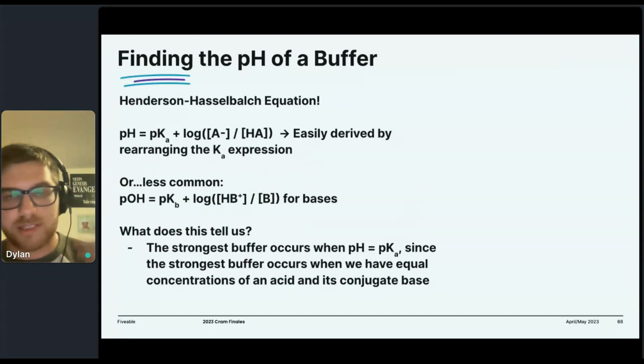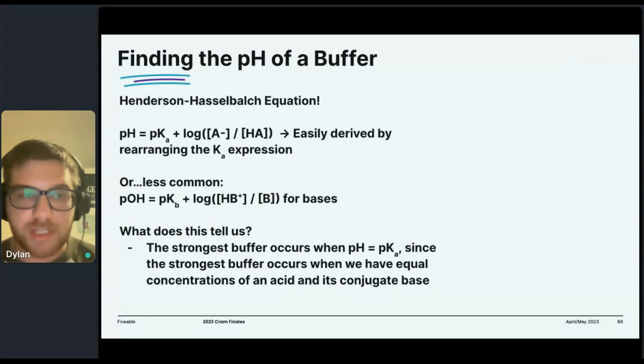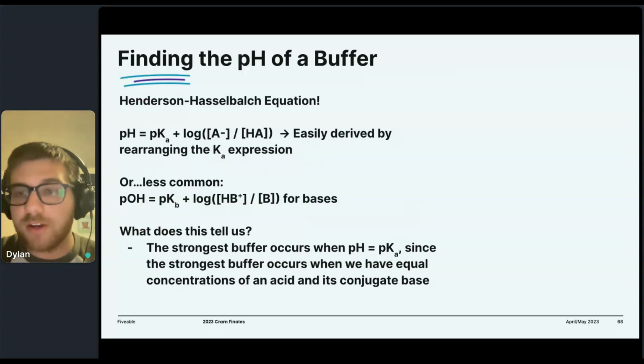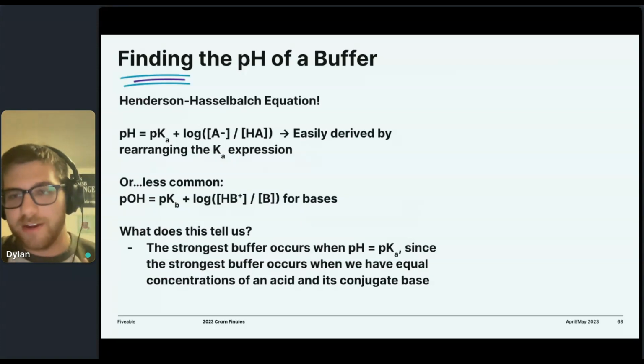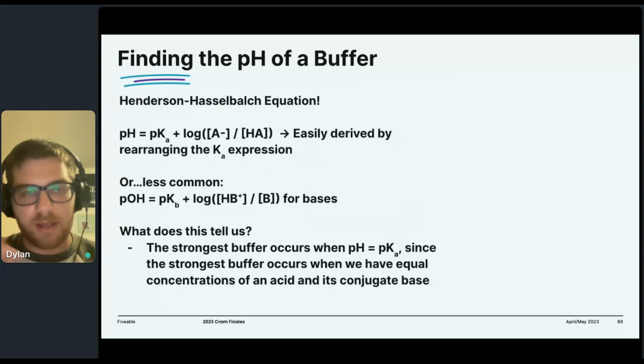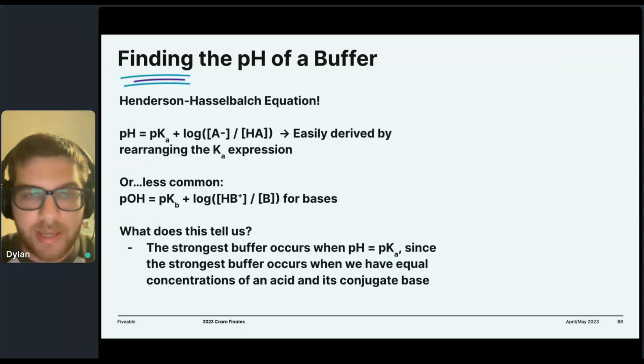Okay, so now that we understand what a buffer is, how do we find the pH of it? We have a mixture of some acid and some conjugate base. What do we do from here? Well, we can use what's called the Henderson-Hasselbalch equation. And this is on your equation sheet. It's my personal favorite equation in AP Chem. And you can derive this by rearranging the Ka expression.